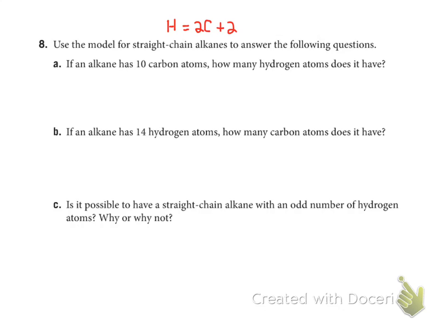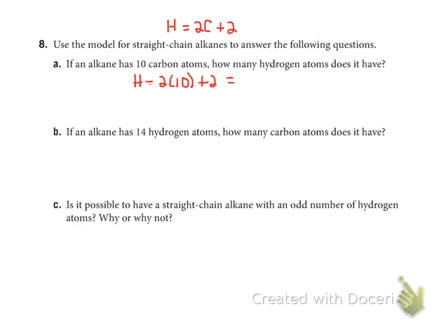You'd have to do something with the 10. Look at your formula, the model. What should we do with the 10? Well, I would think like 10 times 2. There you go. We need to substitute the 10 in for the C. Then we can find the hydrogen atoms. So H is equal to 2 times 10 plus 2.